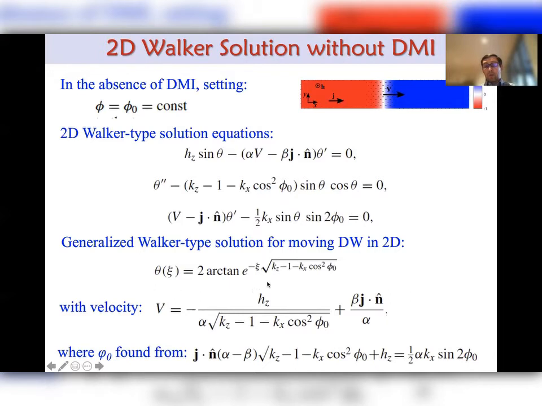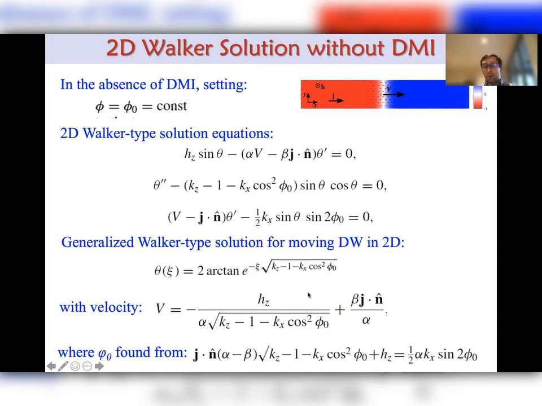Now I can substitute the solution in the system of equations, and from this last equation, I can find the velocity of the domain wall. In the general case, it will be given by this expression. Here the first term corresponds to the velocity of the domain wall driven by magnetic field, and the last term corresponds to current-driven motion. Also, the angle phi naught has to be found from this equation at the bottom.